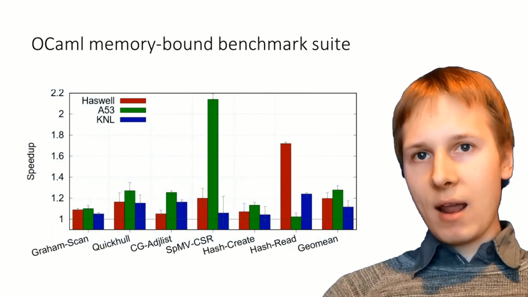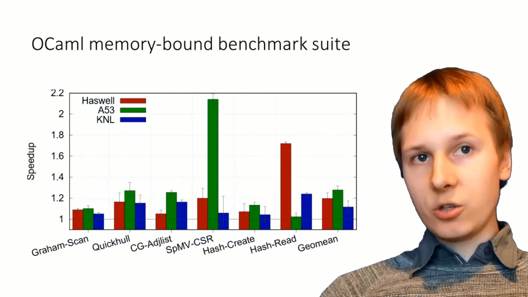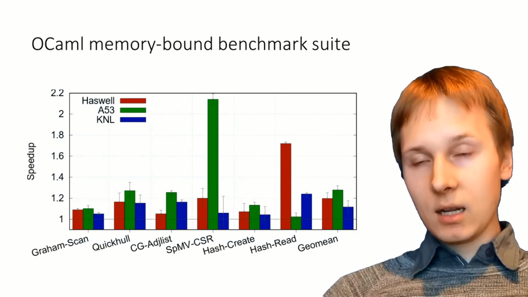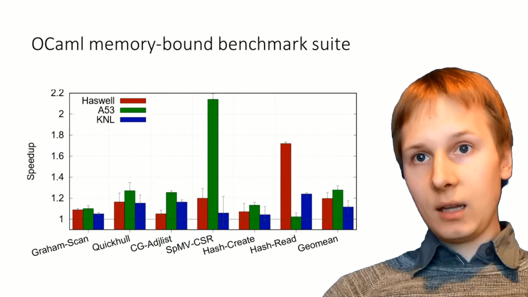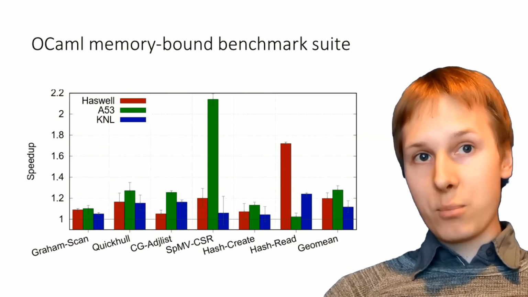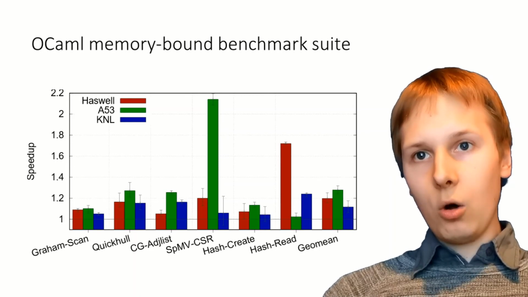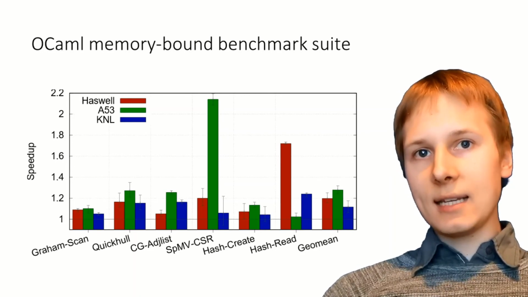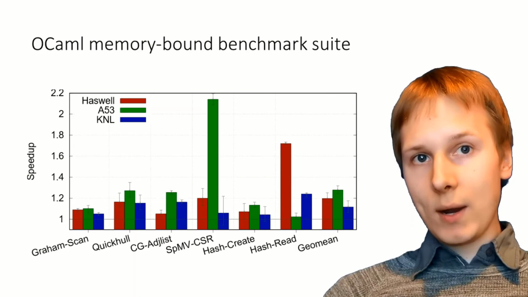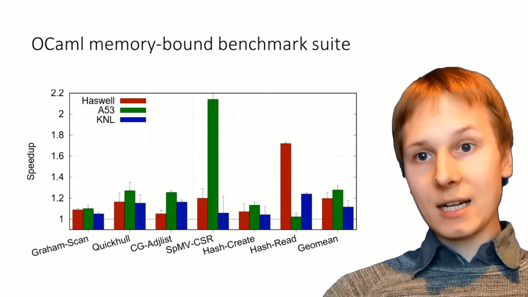We see that Graham scan, which uses a sorting algorithm as an intermediate on lists, gains speedup just by using that prefetched sorting algorithm from earlier. QuickCall, also on lists, uses a similar partitioning algorithm to the quicksort, and so can be prefetched in a similar way.